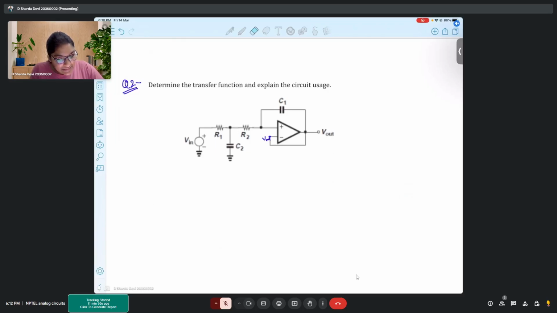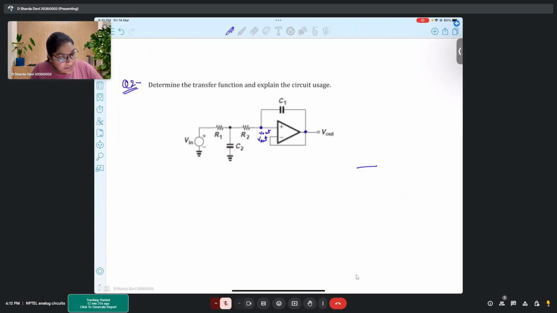Now, since nothing has been mentioned, if nothing is mentioned, we consider an ideal op amp. Hence, we would observe the virtual short concept. Through the virtual short concept, we will also observe V out over this positive terminal. So here we will have V out. Now, as we can see, capacitor C1 has both terminals at V out.